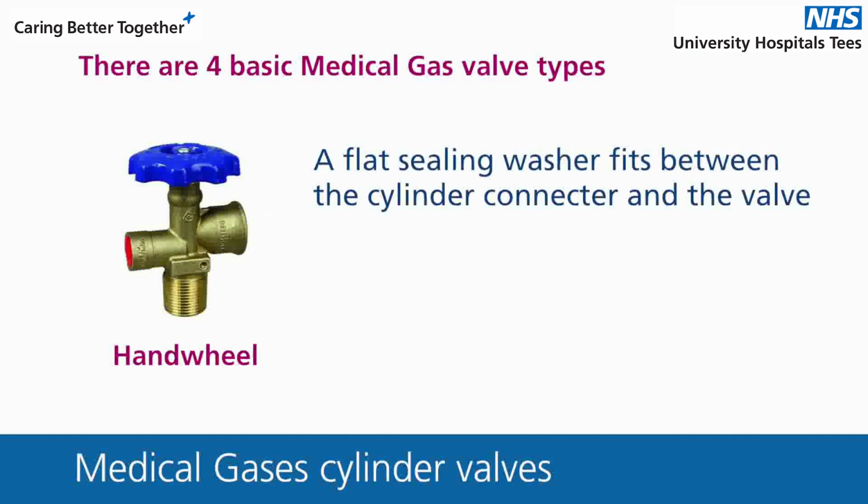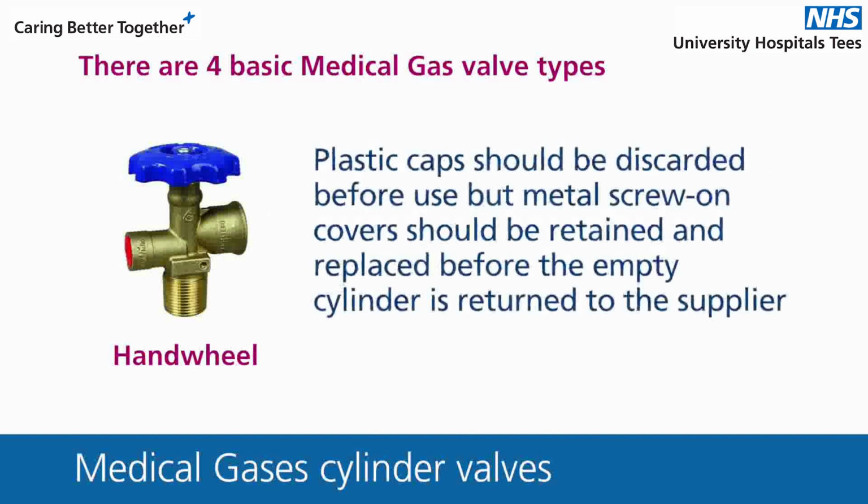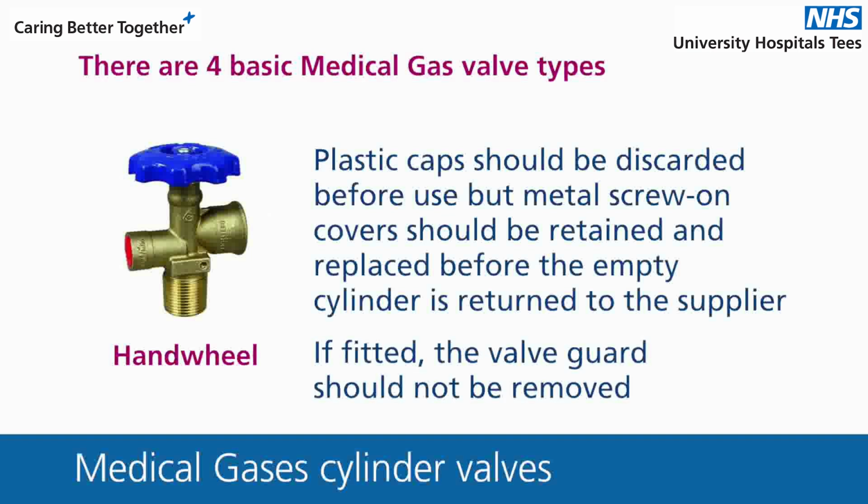A flat sealing washer fits between the cylinder connector and valve. The cylinder is usually provided with a metal valve protection guard, and the gas outlet is fitted with a plastic or metal blanking cap. Plastic caps should be discarded before use, but metal screw-on valve covers should be retained and replaced before the empty cylinder is returned to the supplier. If fitted, the valve guard should not be removed.